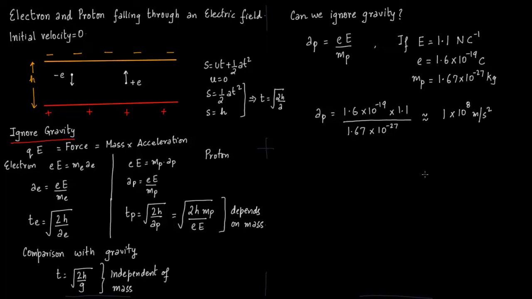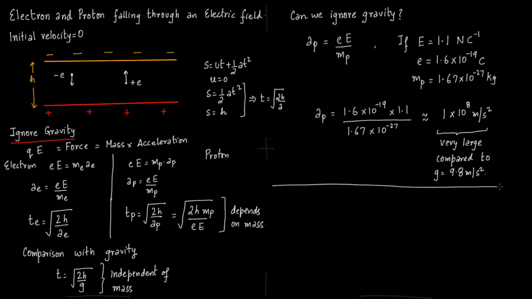Now that is very large compared to the acceleration due to gravity, and the acceleration due to gravity is just 9.8 meters per second squared, and compared to that, the acceleration of the proton is 10 to the power of 8 meters per second squared. So we can definitely ignore gravity.